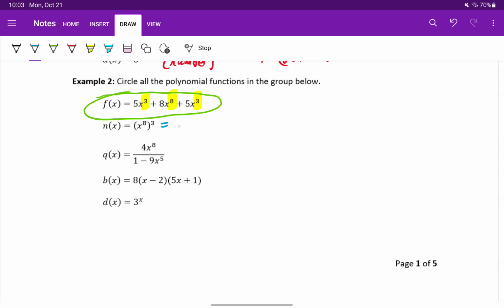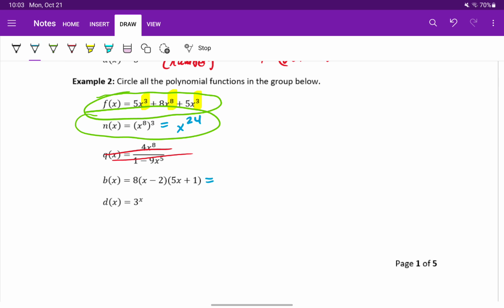N of x, we already found, is x to the 24th power. That's a power function, but all power functions are also polynomials, so that would count. But it would be more precise to refer to it as a power function. Q of x is the quotient of two polynomial functions. So we're taking one polynomial divided by another. That has another name that's actually referred to as a rational function. So not a polynomial.